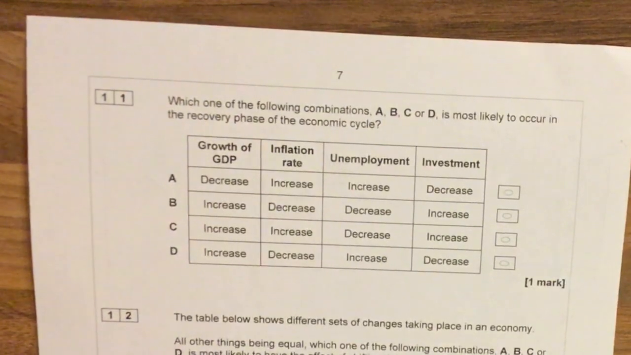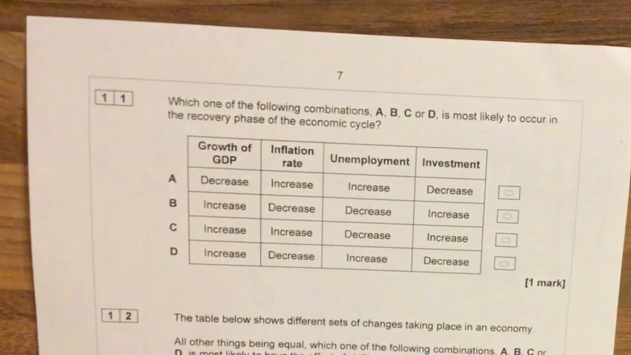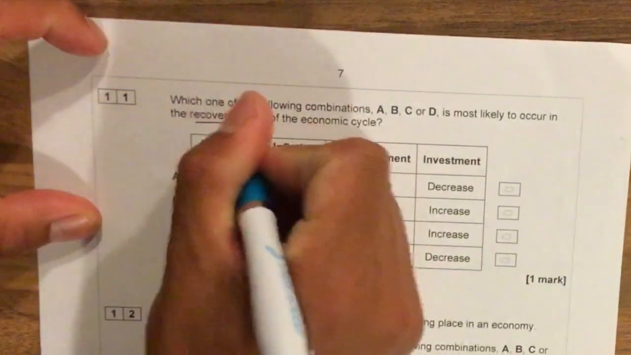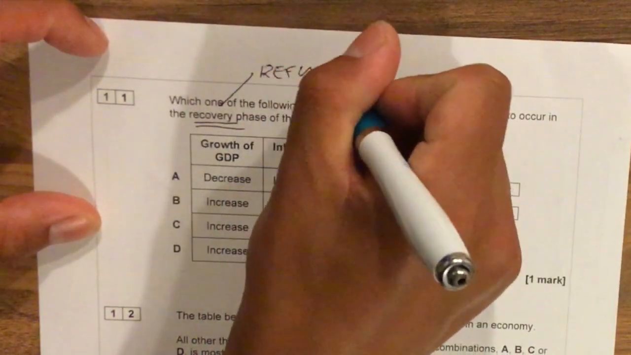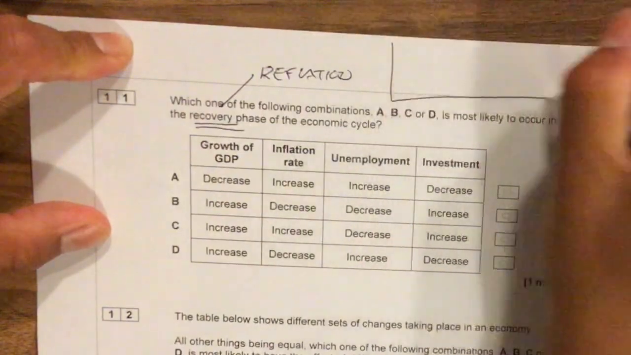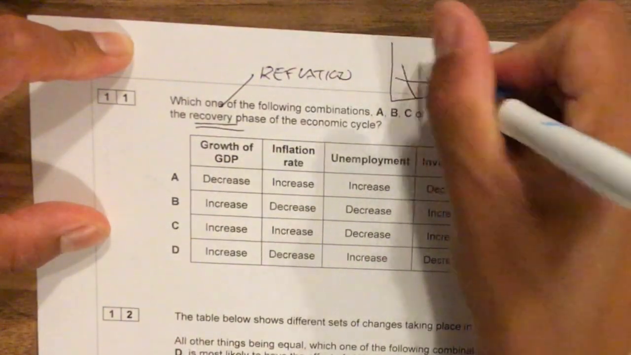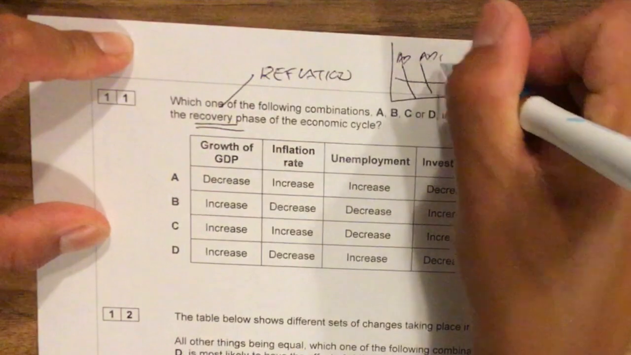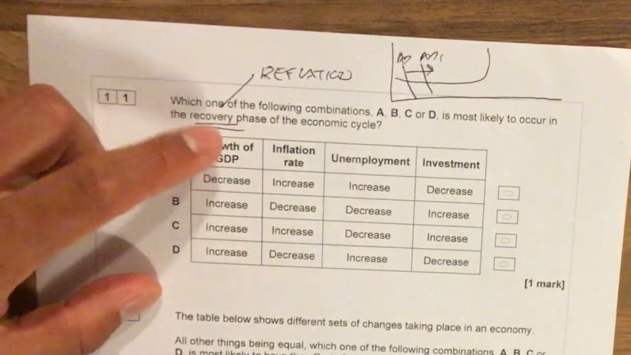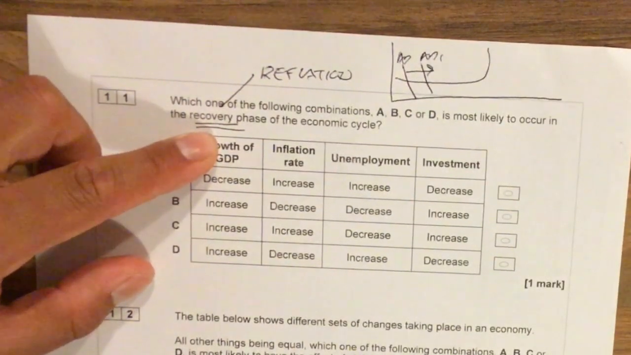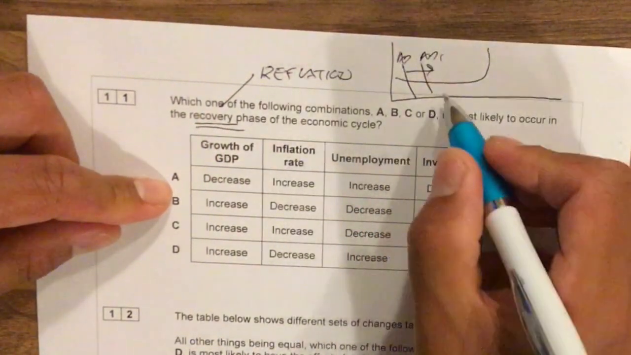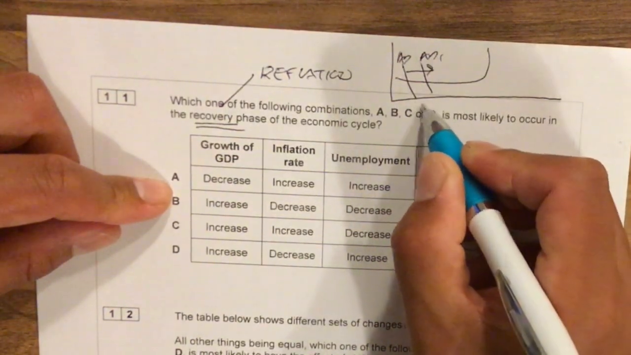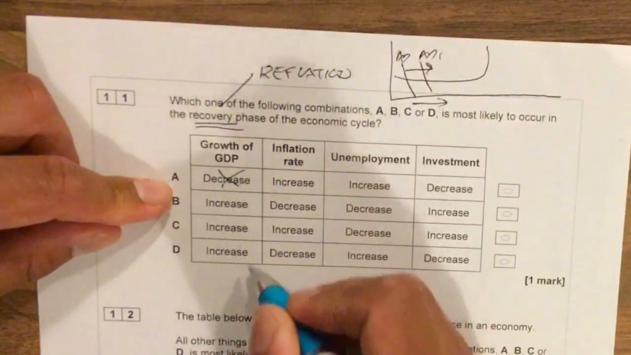Okay, number 11. Which one of the following combinations, A, B, C, or D, is most likely to occur in the recovery phase of an economic cycle? Recovery phase. If you see recovery, you're thinking effectively reflation. So just chuck in a Keynesian. You're thinking about somewhere around here. An AD to AD1 shift is what you're thinking when you think about the recovery phase. So we're looking for the most likely things to occur in that. Well, you're definitely going to have an increase in GDP, so we know it's not going to be a decrease.